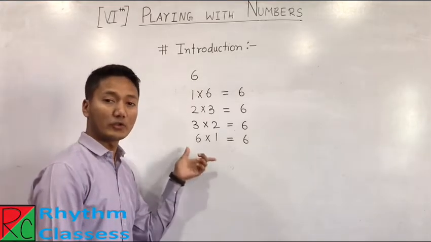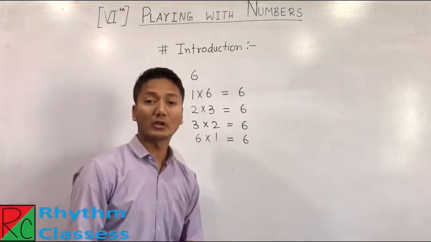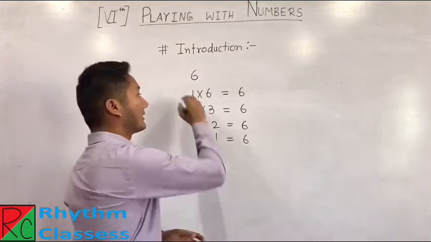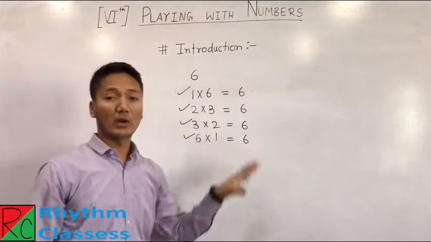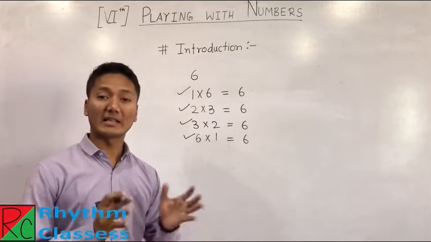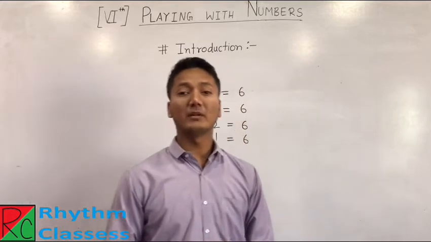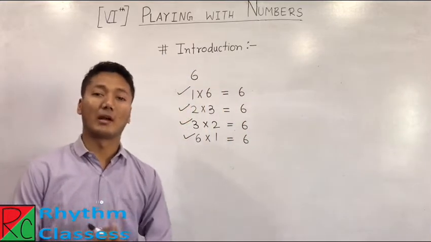Now from here, student, we can say 6 can be written as a product of two numbers in different ways. Like this one, this one, this one and this one. This is what we call an example of playing with numbers. In this chapter we will learn more about how we can play with the numbers.